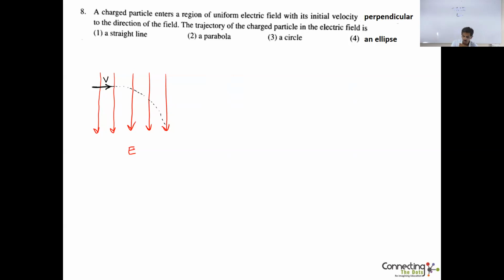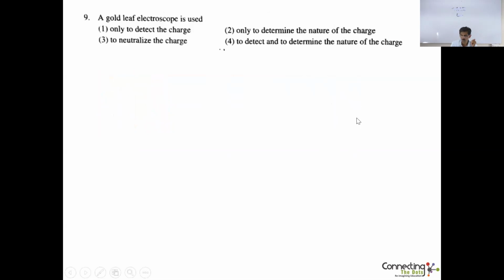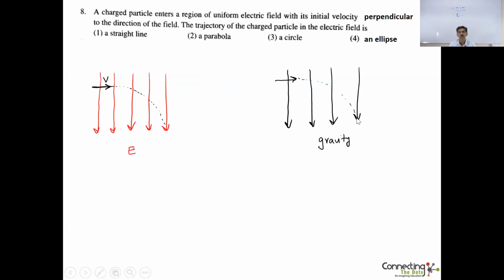Now this is very similar to another situation. You can imagine that there is a gravitational force, a gravitational field that exists all around Earth. And if you throw a ball in the horizontal direction, in what direction will it travel? It will travel in this trajectory. We say it is a parabola, right? So it is a very similar situation. So the answer to this question is parabola.